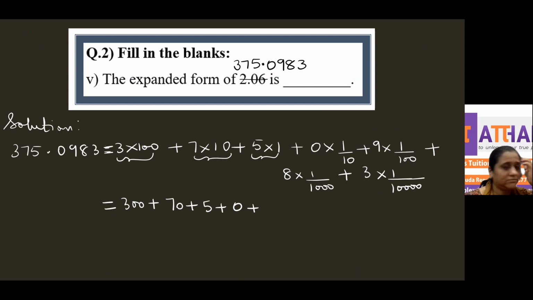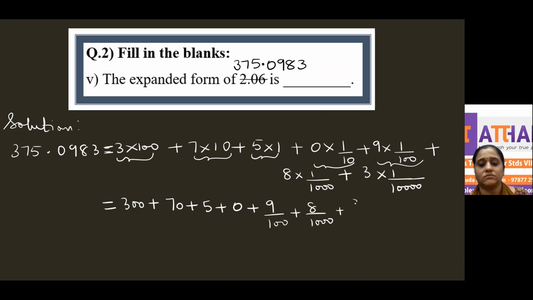No, 0 by 10 you can't write it like that. So you need to just write 0. We already finished that. 0 into 1 by 10 is 0. Then 9 by 100, plus 8 by 1000, plus 3 by 10,000. Very good. Because 9 into 1, 9 by 100. Then 8 into 1, 8 by 1000. 3 into 1, 3 by 10,000. Okay. Yeah, right. This is the expanded form.